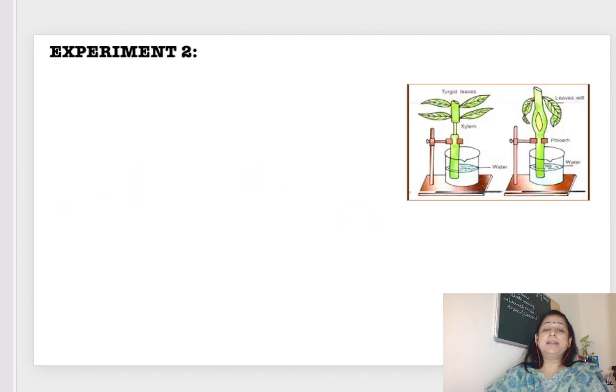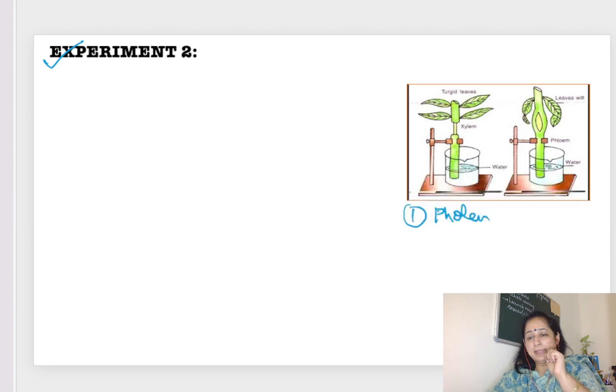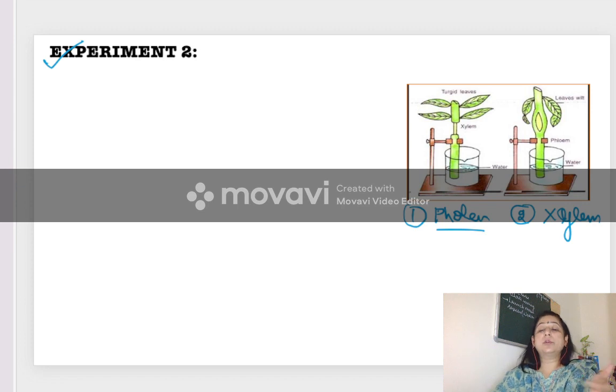So our next experiment, the second experiment from the same chapter, is where we talk about, actually, these are 2 experiments, the first and the second. The first one is to prove that phloem is important for the plant, and the second experiment is to show that xylem is important for the plant. Or we can ask it like this: in this we are showing that phloem is responsible for the conduction of food, and in the other one, how to prove that xylem is important for the conduction of water in the plant.